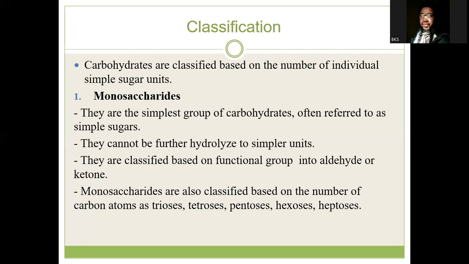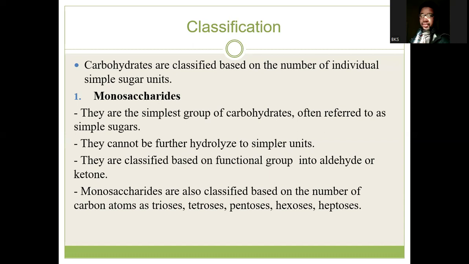By classification, carbohydrates are classified based on the number of individual sugars that come together. Number one, we have monosaccharide, disaccharide, mono 1, di 2, oligo when you have about 3 to 10, and then you have poly when you have more. Now let's look at monosaccharide. The simplest group of carbohydrate, often referred to as simple sugar. This cannot be further hydrolyzed to a much simpler form.